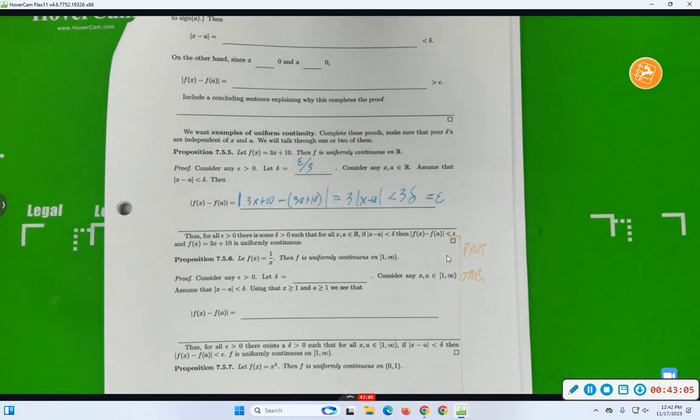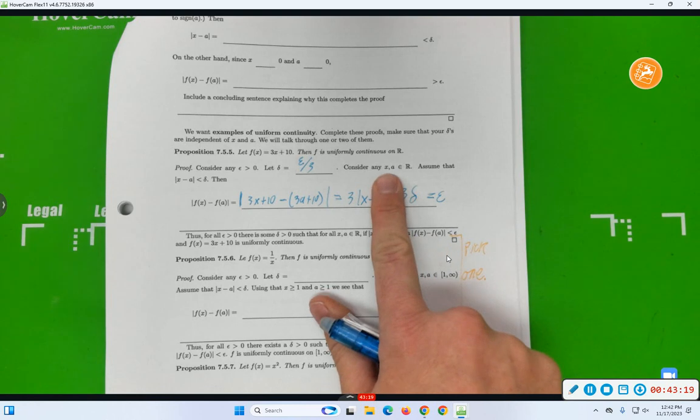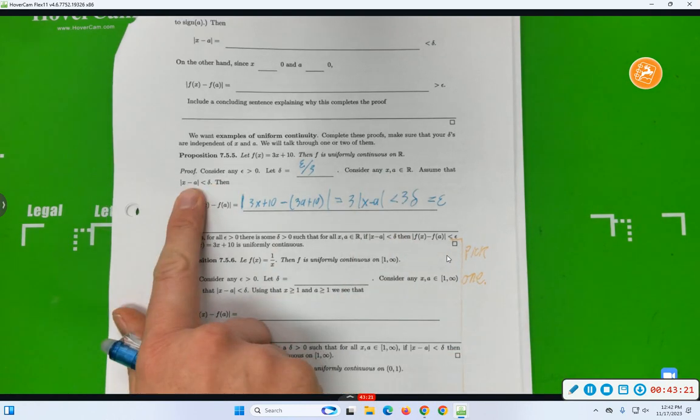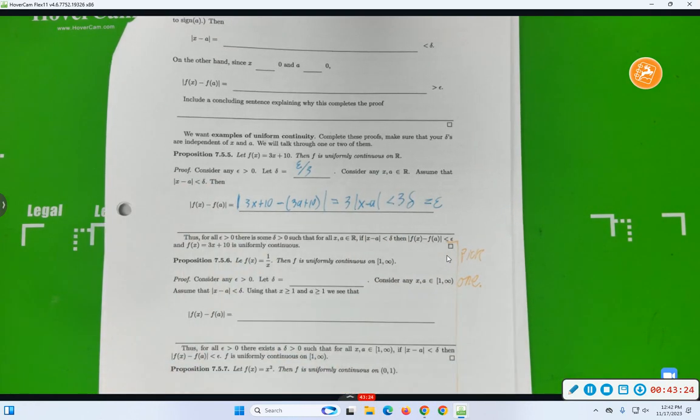And let's just see if this is a proof. We consider any epsilon bigger than 0. We then come up with a delta. Does that delta depend only on epsilon? Sure does. We then consider any two things in the domain. We assume the difference is less than delta. We get the output values to be within an epsilon of each other. This is a proof of uniform continuity. And like the simplest possible proof.